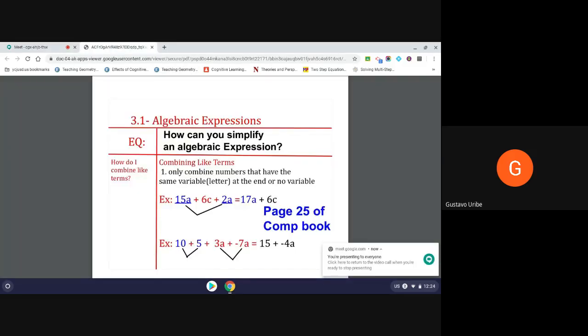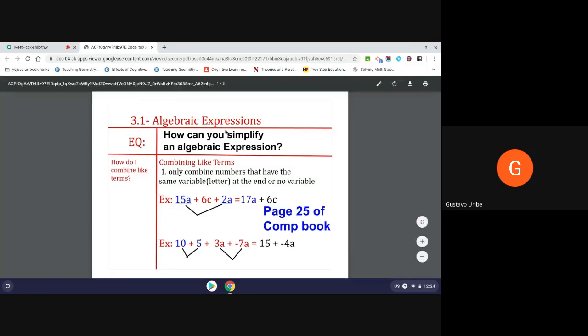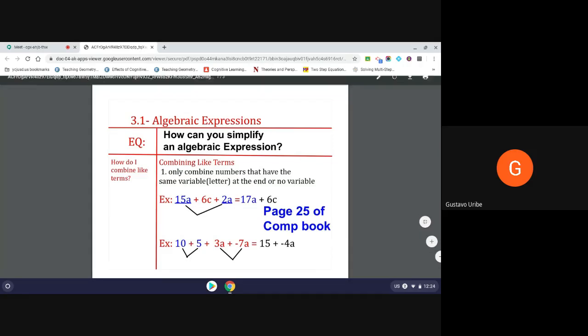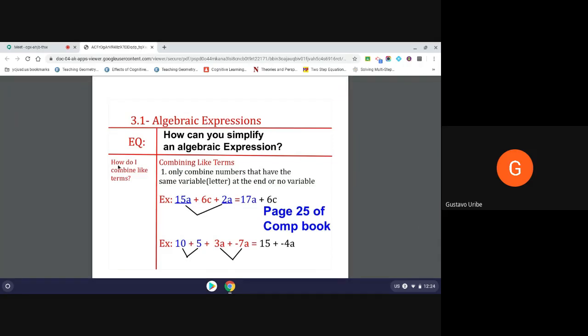Today's lesson, we're going to talk about algebraic expressions. Essential question, how can you simplify an algebraic expression? And your first question on the left-hand margin is, how do I combine like terms? Okay, so what does combining like terms mean?